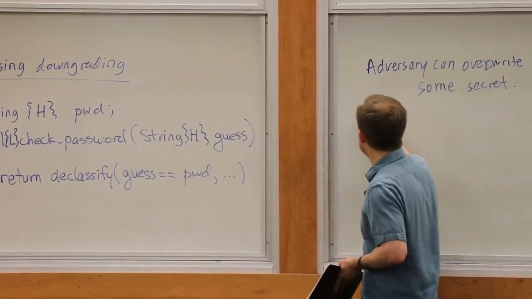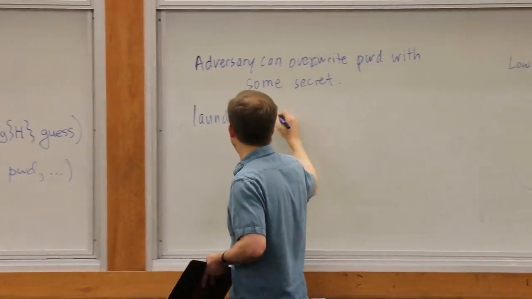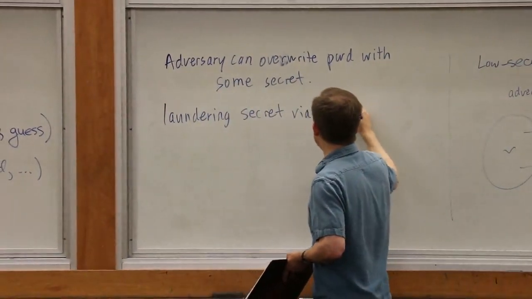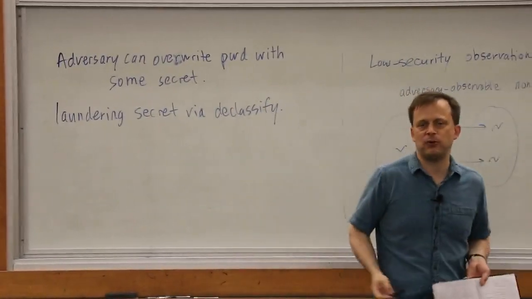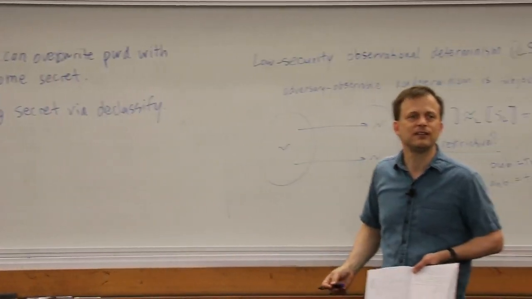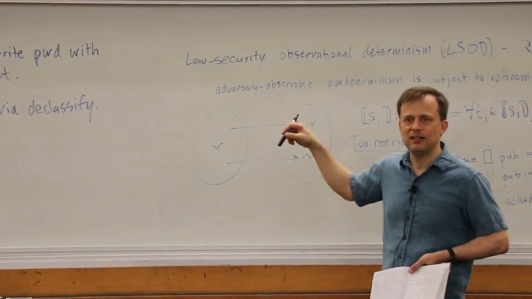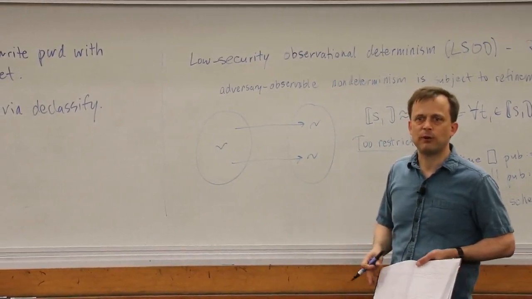So this is an example of laundering this other secret by exploiting the fact that there's a declassify in there. If the declassify weren't there, we'd be fine. This wouldn't work. But it's exactly the fact that there's a downgrading thing sitting there that's potentially usable by the adversary for their own purposes.